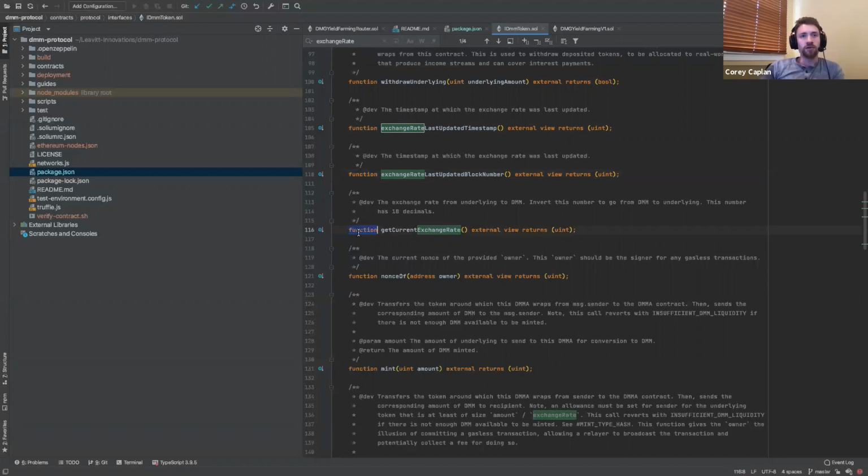Rather, the thing that's definitely more useful would be this current exchange rate, which always has 18 decimals, just like how Ethereum is represented with 18 decimals. And it essentially represents an exchange rate from mToken to underlying. And then if you invert that by taking the number and dividing 1 by that number, then you can essentially have the exchange rate from underlying token to mToken.